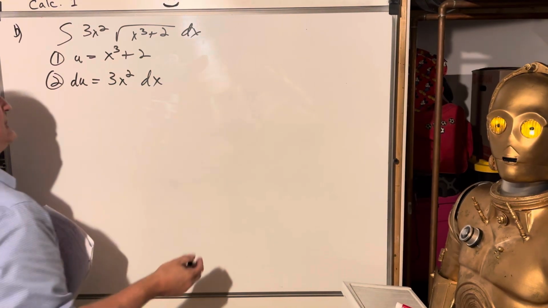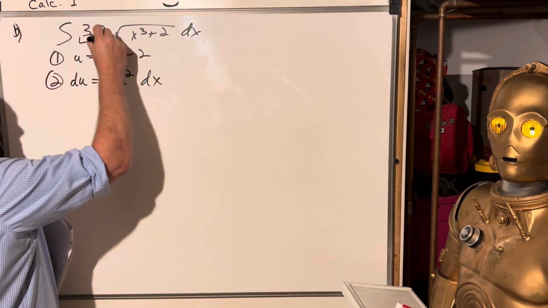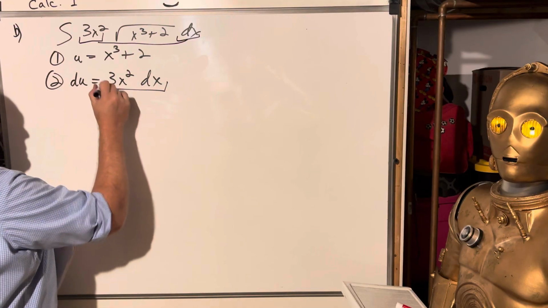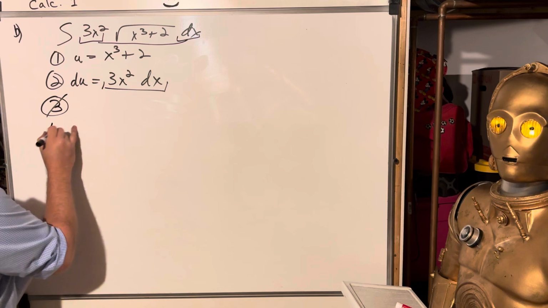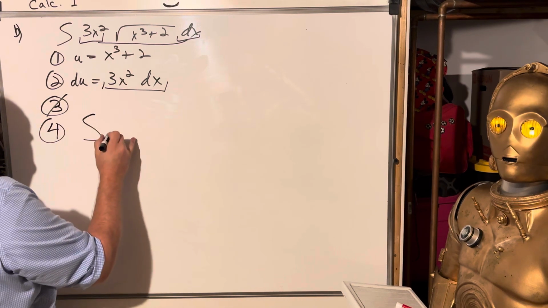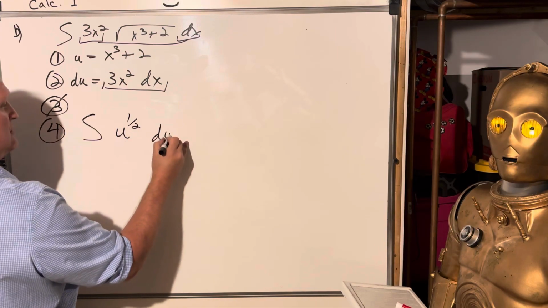Now, check and see if this is it up there. It is. We got a 3x squared and a dx. We've got the two pieces that we need to create that. So step 3 is not necessary. Step 4, let's pop in our u substitution. So we got u to the 1/2 power du.